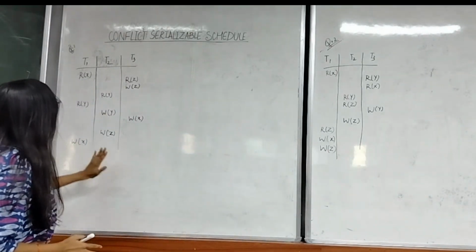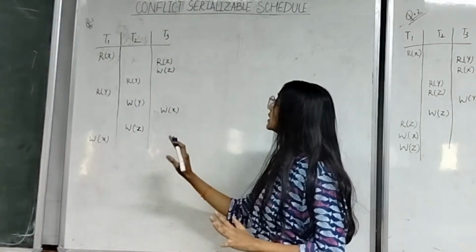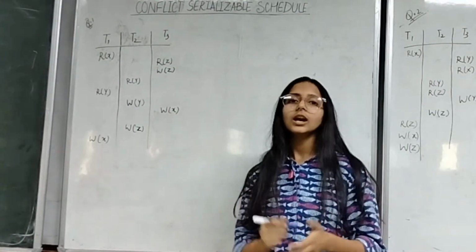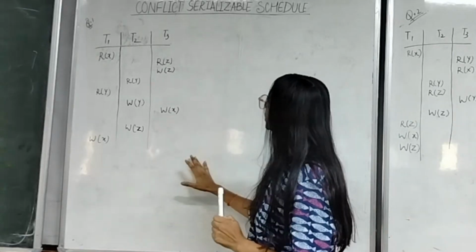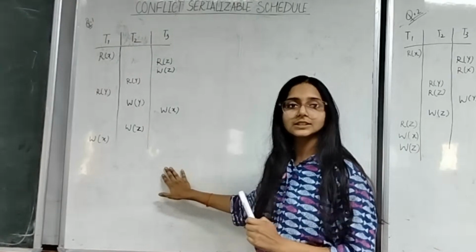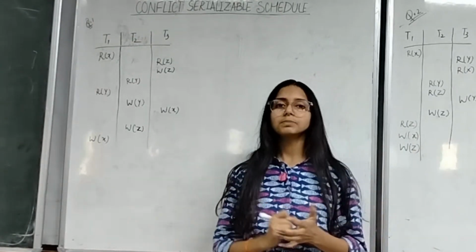You can see this, I have made a schedule. I hope this is visible. So there's a schedule, and what is a schedule? A schedule is a collection of transactions. To see whether this schedule is a serializable schedule or not, we have to make a graph, a precedence graph.